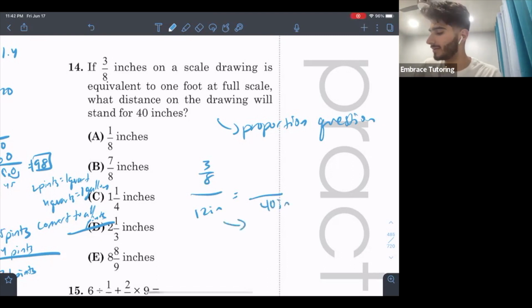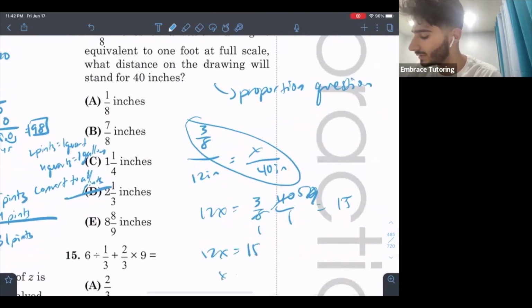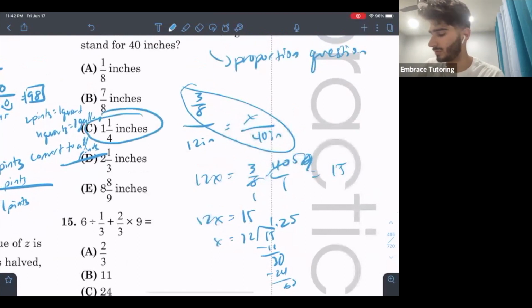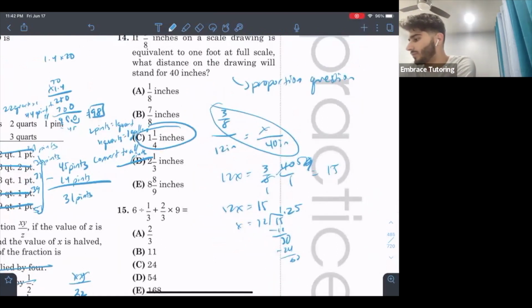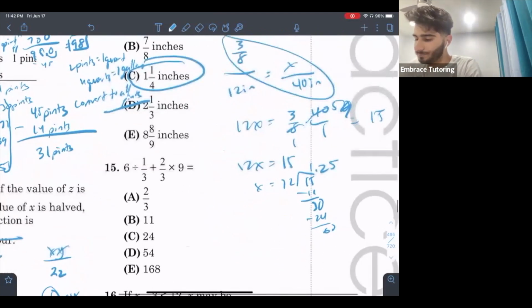What you could do here is see how many times it goes in that way, or you can just cross multiply. You can do 3/8 times 40 in x. 12x is equal to 3/8 times 40, which is 15. So 12x is equal to 15. X is equal to 15 divided by 12, which is 1.25, which is choice C, 1 1/4 inches. So that's just basic proportions.